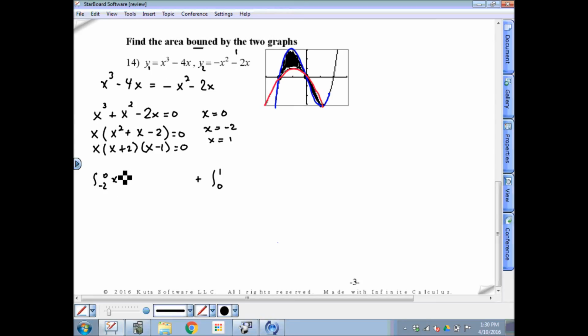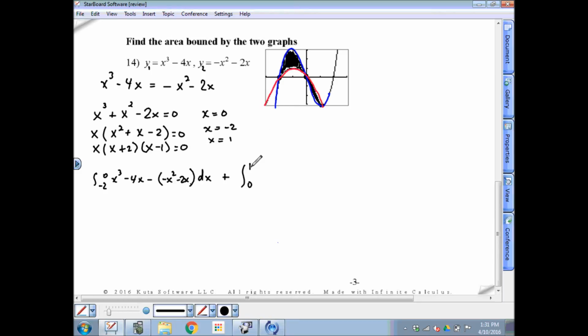So we start with x to the third minus 4x, and then we subtract the other function, -x squared minus 2x, dx. And we add from 0 to 1. And again, we can clearly see that from 0 to 1, the red function, or y2, is the above function. But still, we need to show that algebraically since you're not going to have the graph.